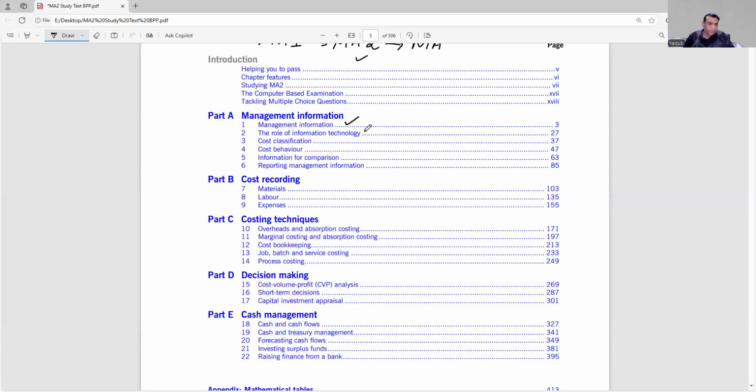This chapter is relevant to the role of information technology. This chapter was not part of the management accounting paper MA1. It is part of MA2.